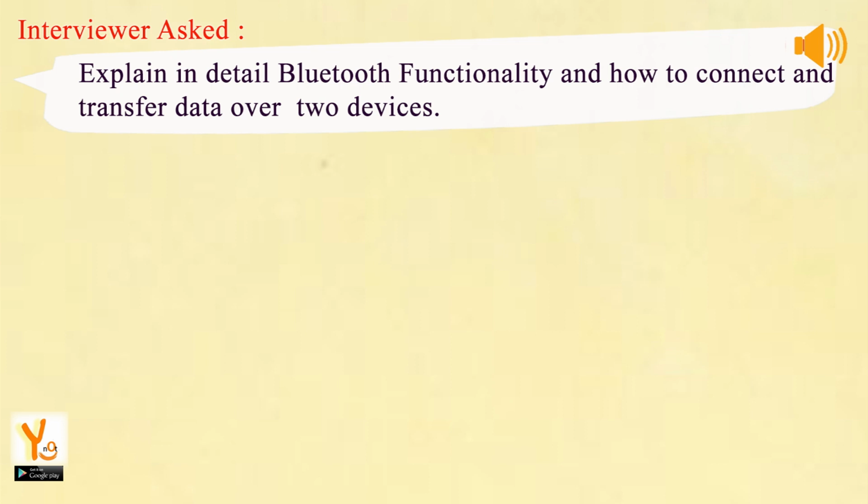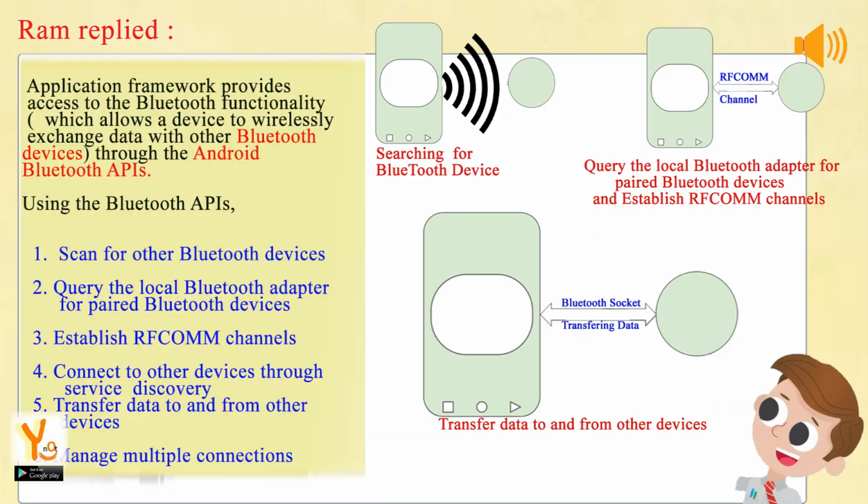Explain in detail Bluetooth functionality and how to connect and transfer data over two devices. Application Framework provides access to the Bluetooth functionality, which allows a device to wirelessly exchange data with other Bluetooth devices, through the Android Bluetooth APIs.